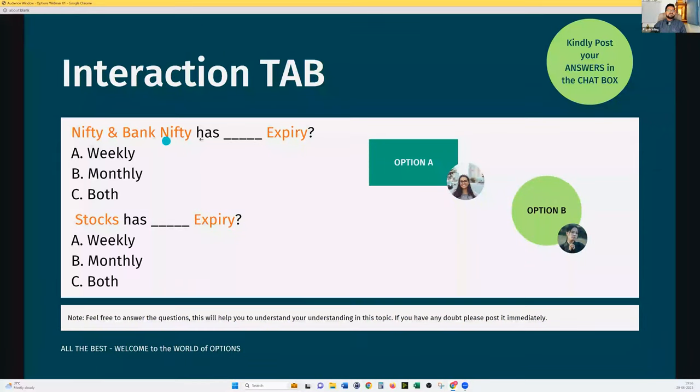Okay, so Nifty and Bank Nifty have which expiry? Do they have only the weekly expiry, or only the monthly expiry, or both weekly and monthly expiry?